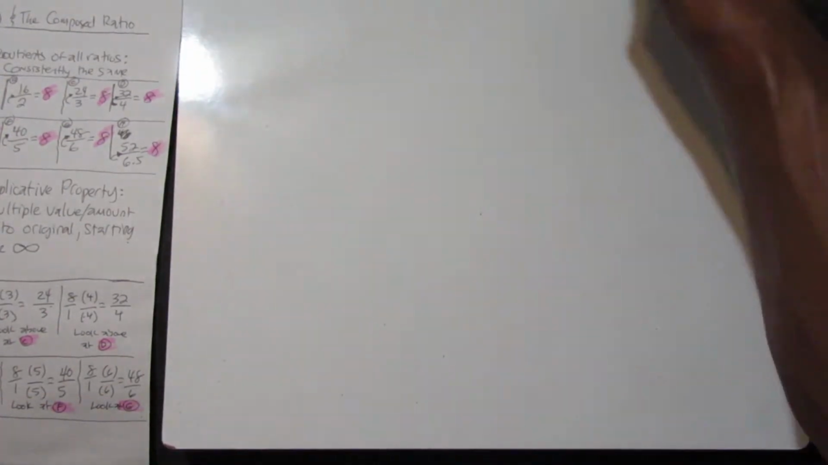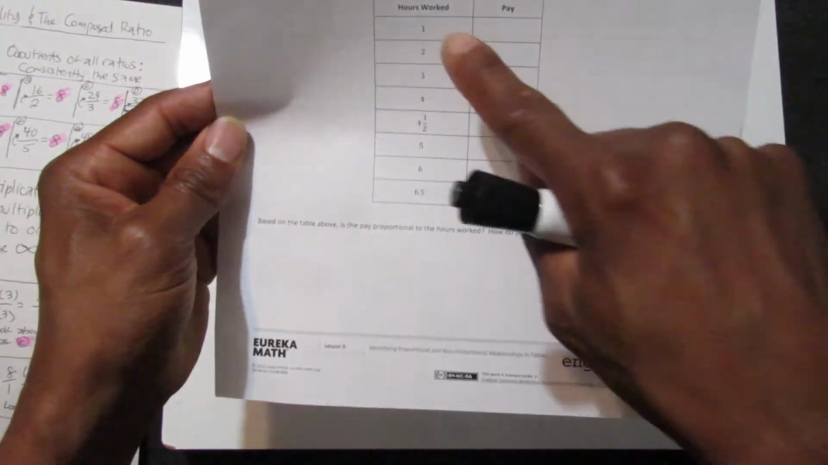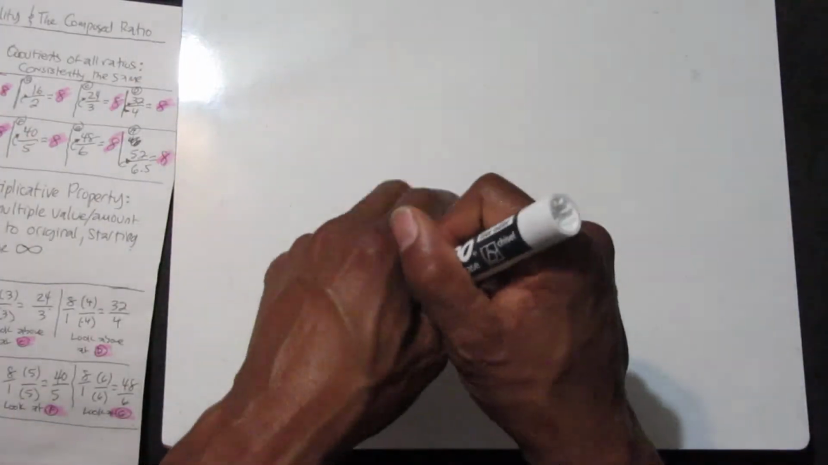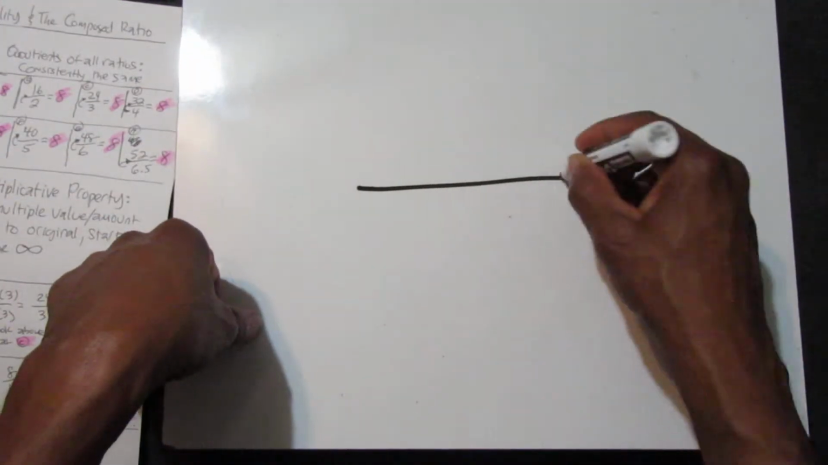All right, so now let's get into our background music and let's get into the topic. The topic was identifying proportional and non-proportional relationships in tables. We have a table here, and this is the original challenge. It has hours worked, and it has pay. Before we go on here, I know there's a table there, but let's talk about the influencer.